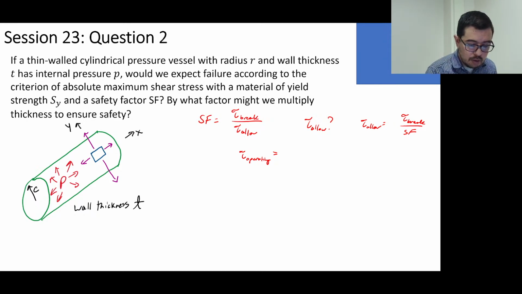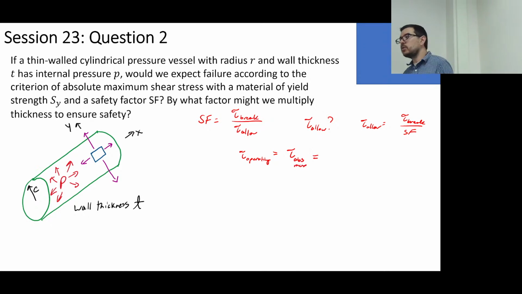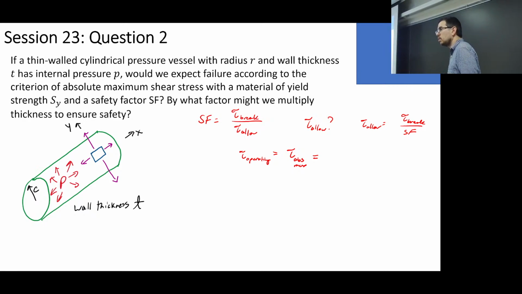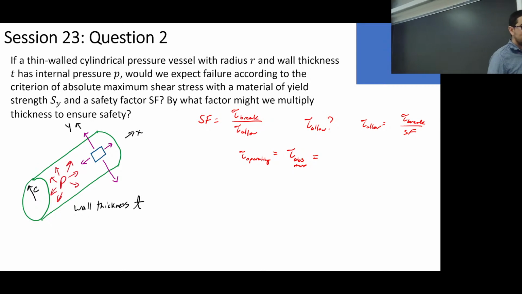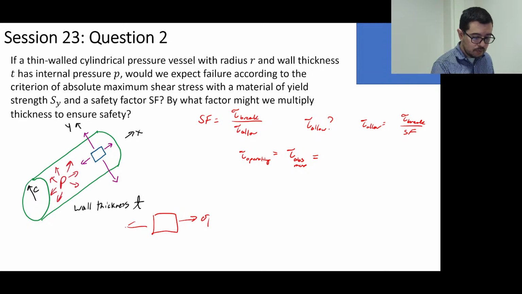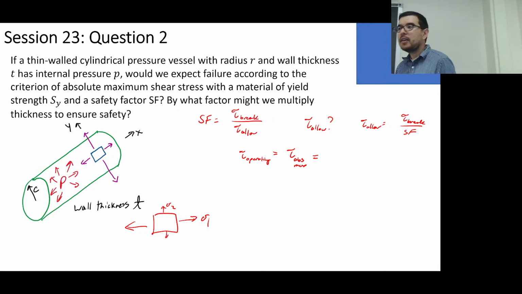What is tau? Let's just say tau operating, which is equal to tau absolute max. What is that equal to for a thin-walled cylindrical pressure vessel? There's no shear stress, is there? Or am I thinking of something else? Well, this is a good question. Is there no shear stress? Only in that state.